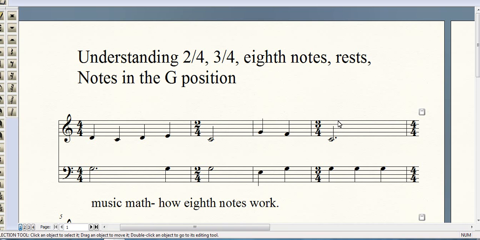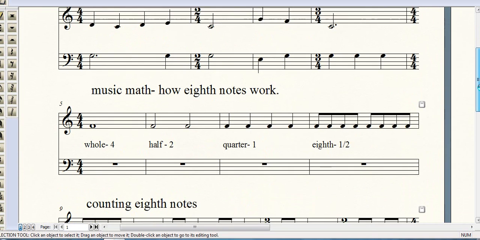And finally, we have 3/4. Over here in the treble clef, we have a dotted half note, which equals 3 counts. And here in the bass clef, we have 3 quarter notes, which equal 1 count each. Okay, very, very easy to understand. In our songs this week, we're going to play a waltz, which of course is 3/4 time, and we're going to play Hot Cross Buns, which is in 2/4 time. All right, let's keep going.